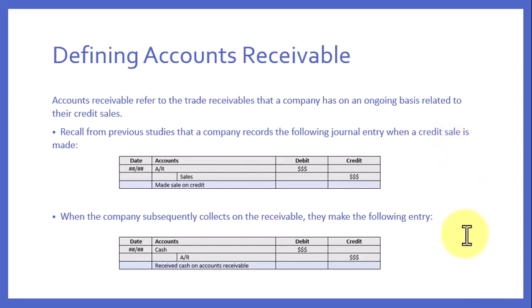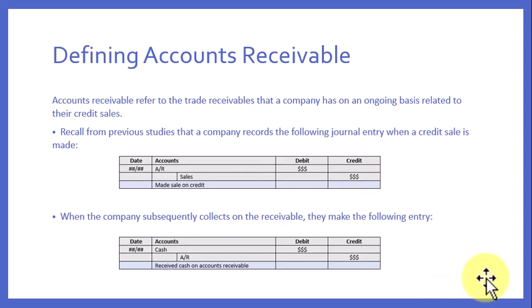So here on the screen, you see two entries generally associated with accounts receivable. When the sale is made, this is the first entry. We are going to debit accounts receivable and credit sales or revenue for the amount of the sale. When the customer pays us at a later date, we are going to debit cash and credit accounts receivable based on the amount that they pay us. Now, as long as every customer pays their full balance in a timely fashion, the company would just continue indefinitely making these two journal entries all the time.